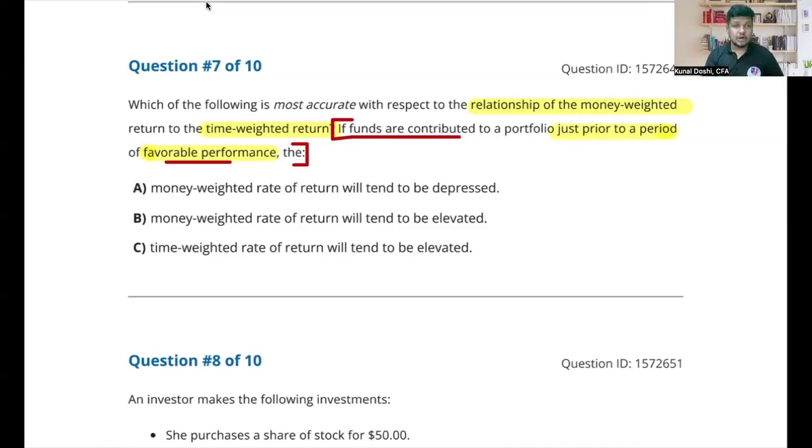So when the markets are bullish, just before that you put in funds. Good decision, bad decision?